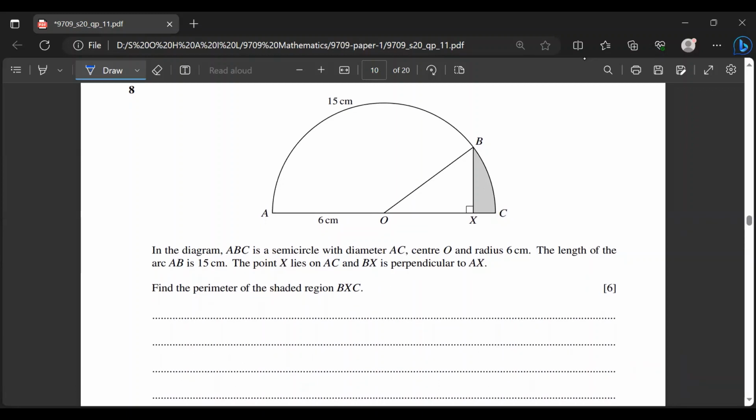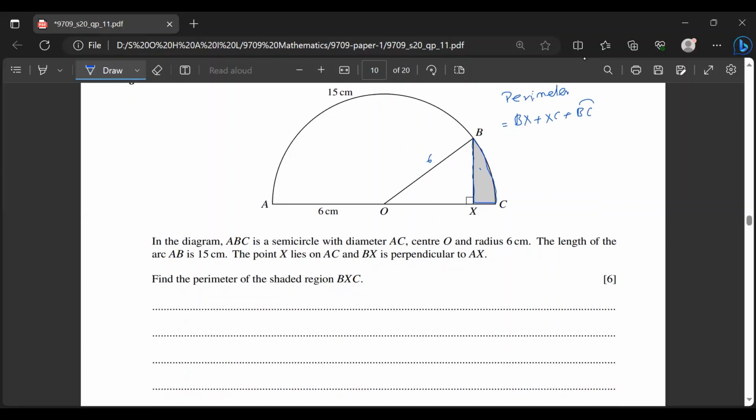Perimeter of the shaded region means this length plus this length plus this length. So the perimeter is the length BX plus XC plus arc length BC. This is the outer perimeter of the shaded region. Shading is here. So we have 6, and the arc length is given.